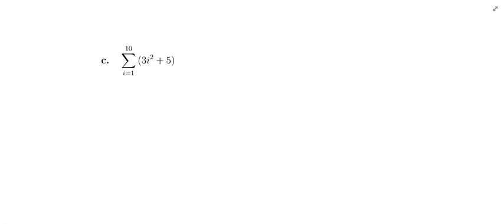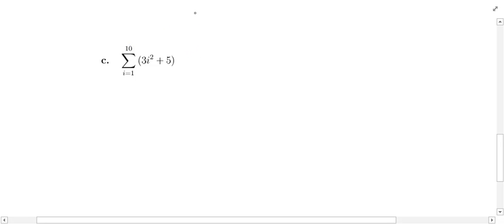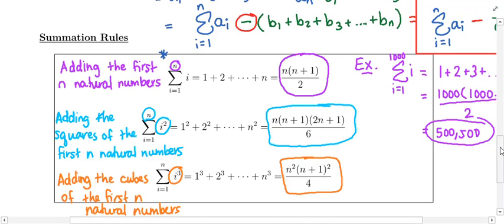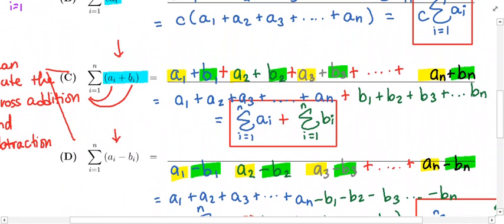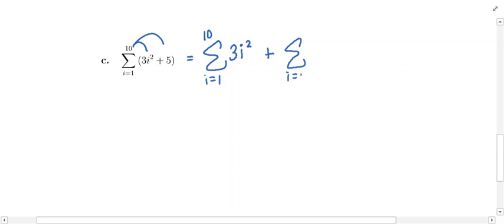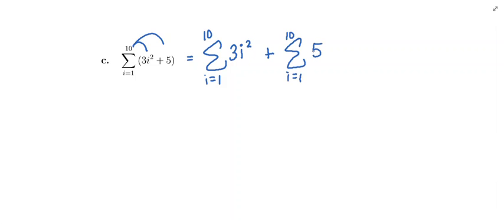So what I'm going to do here if I'm applying shortcuts, one of the things I learned from the summation properties was that you can distribute the sigma through addition. So I'm going to go ahead and distribute the sigma. This is the same thing as the sum from i equals 1 to 10 of 3i squared, plus the sum from i equals 1 to 10 of the quantity 5. So all I did was distribute the sigma through the addition, through the parentheses.